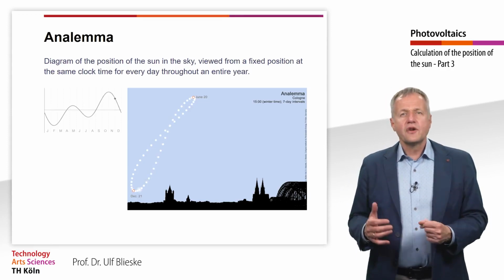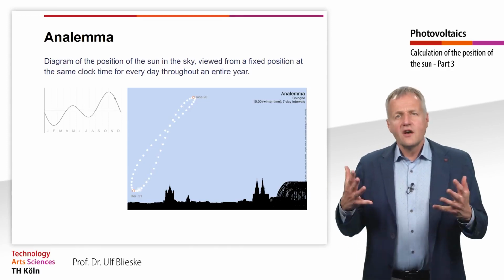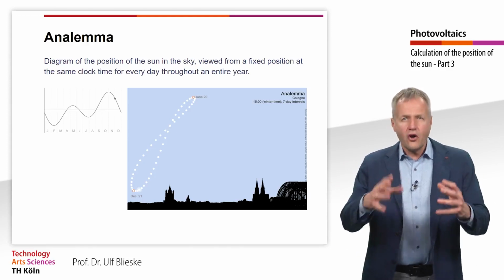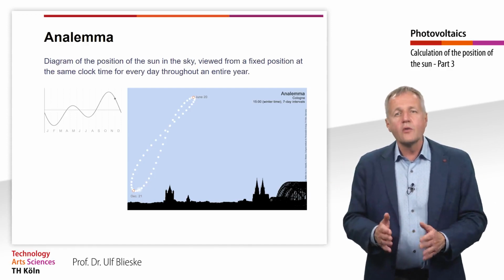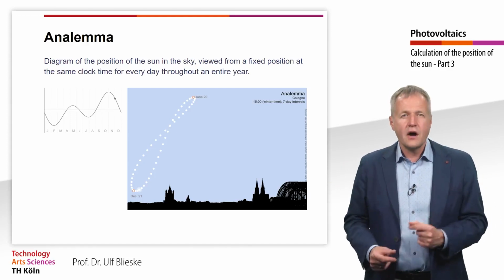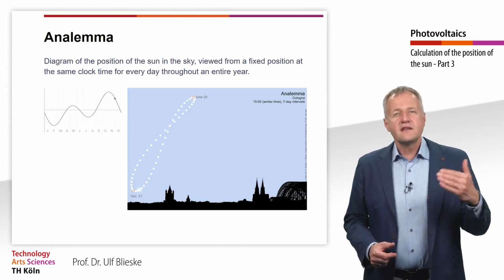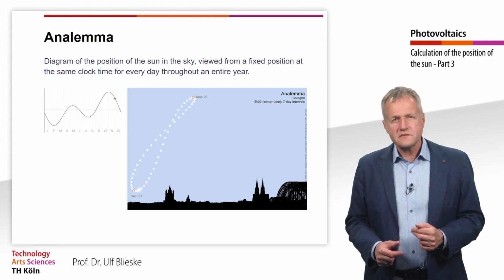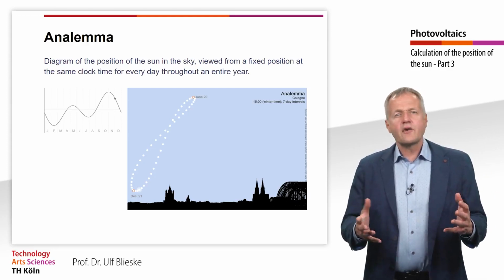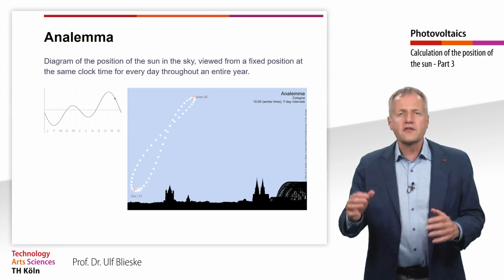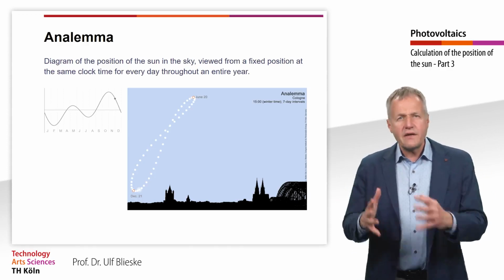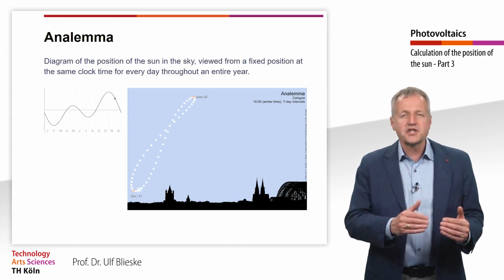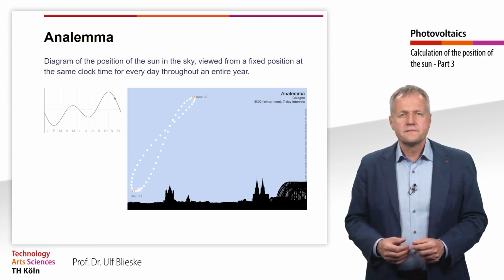The diagram shown here shows the position of the sun viewed from the shore of the Rhine River in Deutz, Cologne, in western direction, always at 3 p.m. or 15 hours, winter time, in 7-day intervals. The other diagram shows the corresponding point on the time equation. It can be seen that there is a direct correlation between the time equation and the analemma.